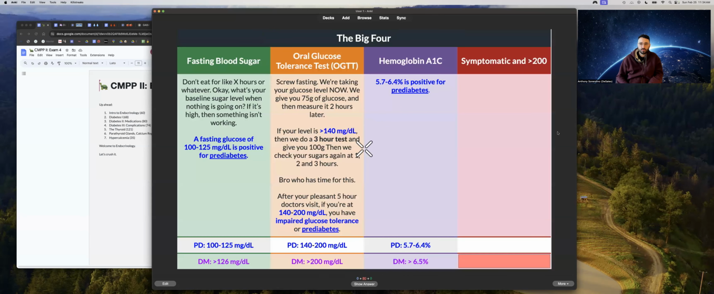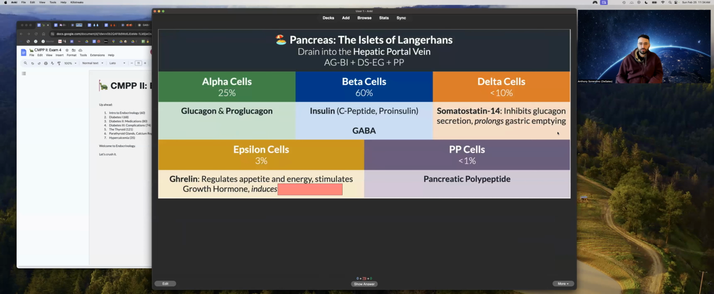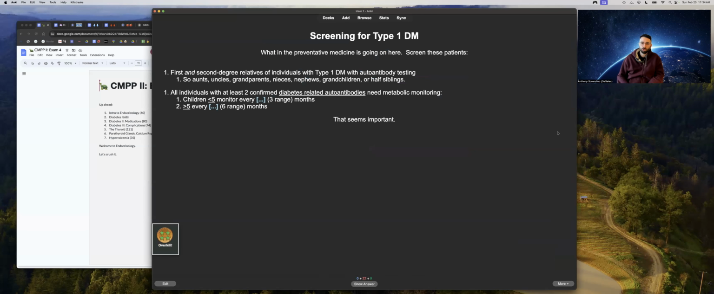Catecholamines. Symptomatic and greater than 200. Yeah, that induces gastric emptying. Glucagon. So this is screening for type 1 DM: all individuals with two confirmed autoantibodies.